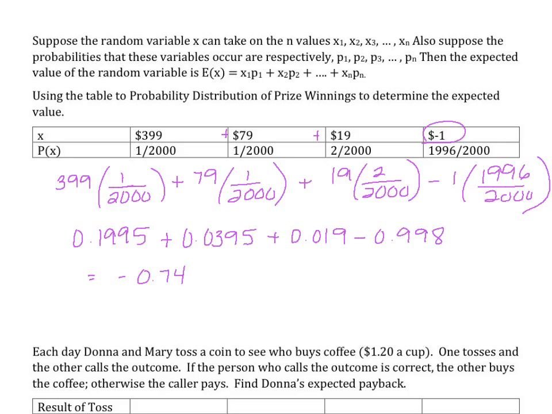to lose 74 cents in this game. Now it doesn't tell us how much we purchased the ticket for, but these are the probabilities of winning these certain amounts.